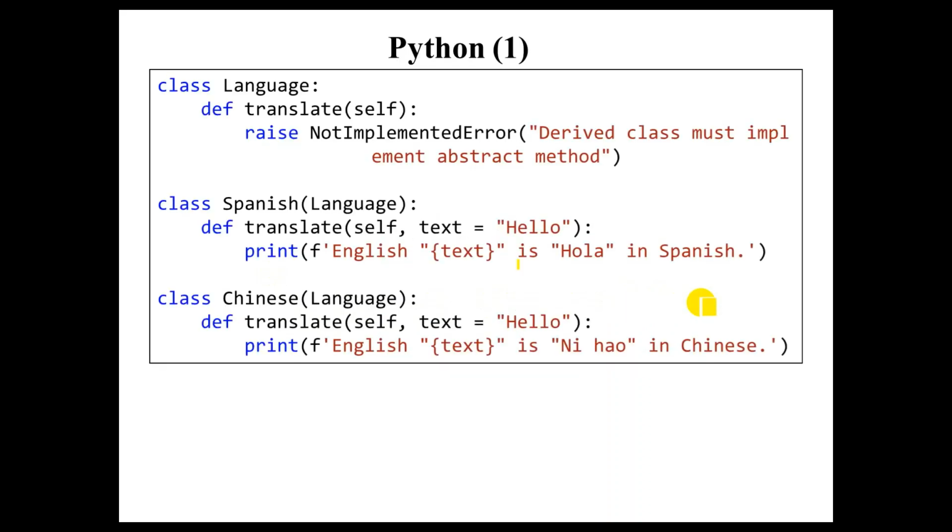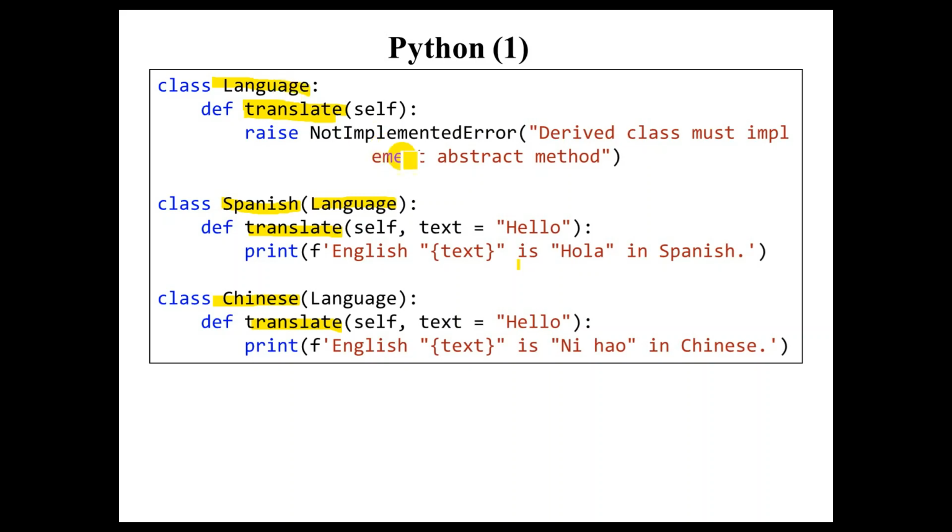Okay, so now you can see that this is the abstract class, and this is the abstract method as before. And now you can see that this is the Spanish class. It is mainly implementing the translate method of the language class. Similarly, the Chinese class is also implementing the translate method of the language class. That means they are implementing it in their own way, as before.